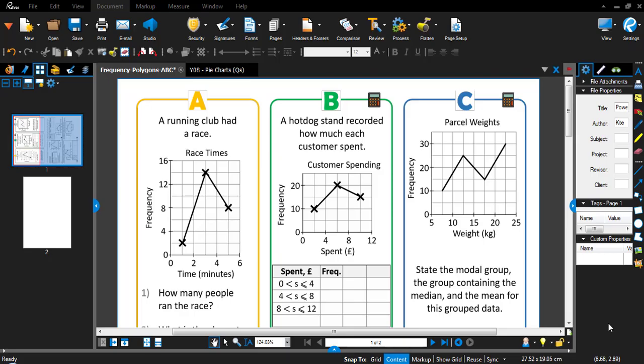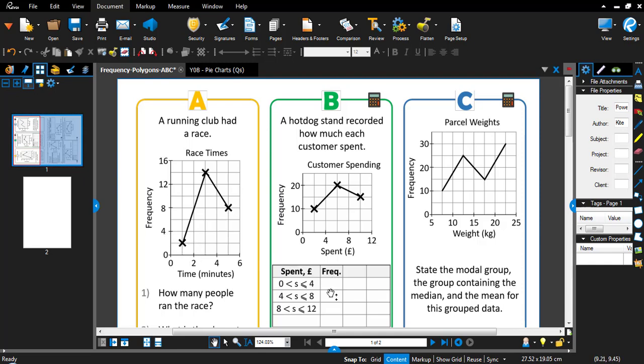Okay, so we're going to start here on frequency polygons. Question A: a running club had a race. How many people ran the race? So another word for how many, or the amount, is the frequency, right? So we need to get the total frequency.